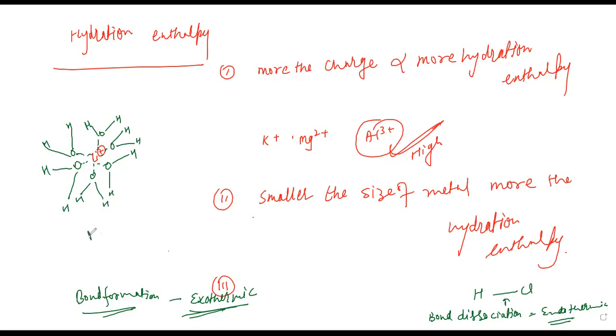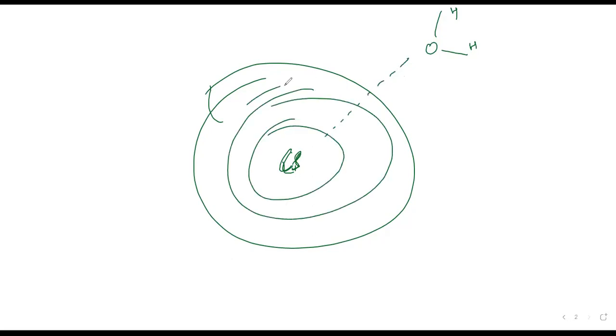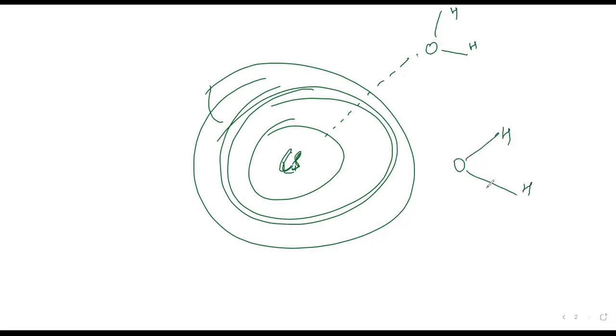But if the size is big, like cesium, the attraction is less. So it cannot hold the water molecule. It cannot attract the water molecule because the size is too large. If it cannot form the bond, less energy will be released because less bonds are forming. Can you understand what I am explaining?